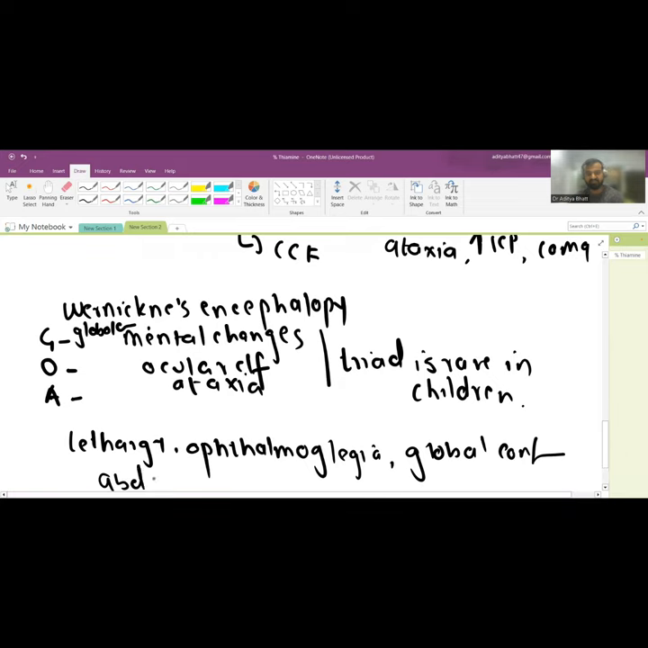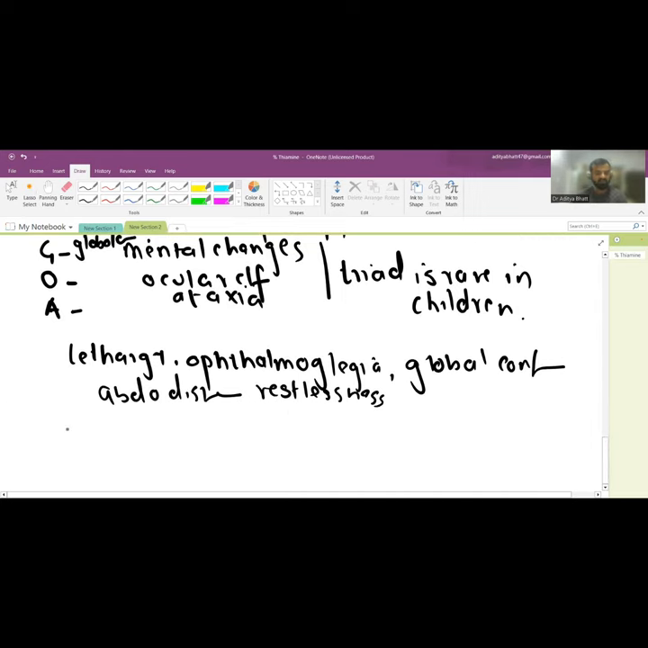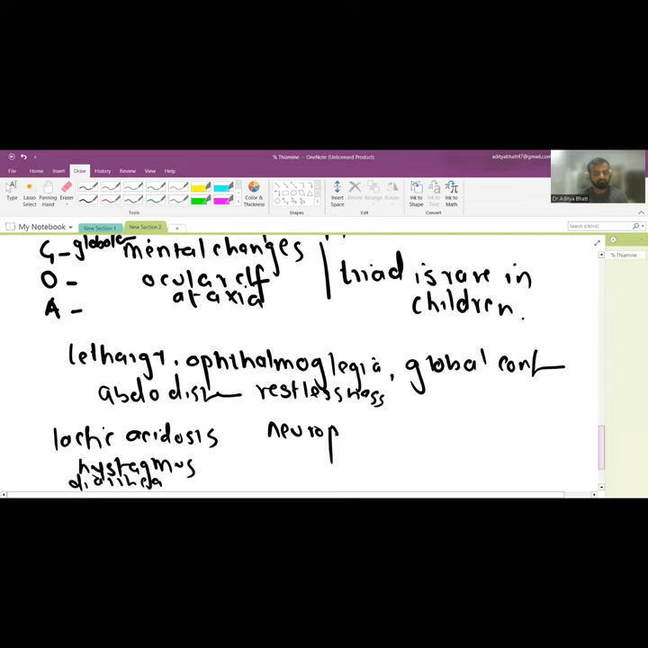there is abdominal distension, there is restlessness. So all these are commonly seen in patients with Wernicke encephalopathy, and later when it gets more and more severe, there might be lactic acidosis, nystagmus, diarrhea, neuropathy, apnea, and seizures. So all these are the clinical features of Wernicke encephalopathy.